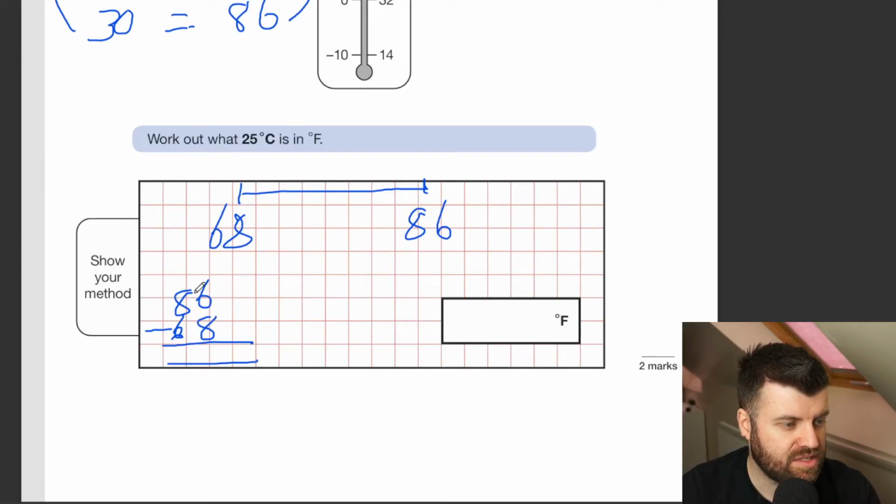6 take away 8, we need to do some exchanging. So that's going to be 7 there and 16. 16 take away 8 is 8. 7 take away 6 is 1. So the difference is 18 degrees Fahrenheit.